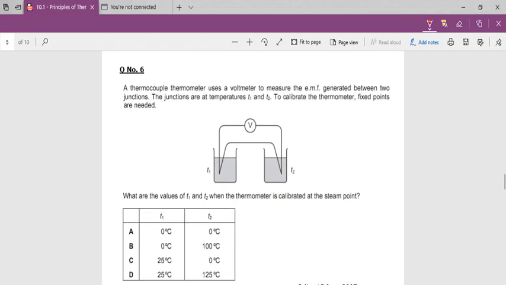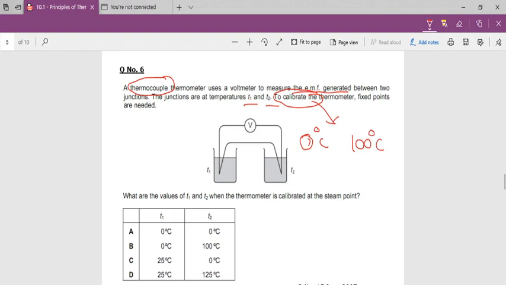Now we will talk about the thermocouple. In a thermocouple, a voltmeter measures the EMF generated between the two junctions, the junction at temperature T1 and T2. Now this question is related to calibration. To calibrate a thermometer, we need two fixed points. Number one is the low fixed point, which is equal to 0 degree centigrade, and the upper fixed point, which is equal to 100 degree centigrade. So to calibrate this, we need two fixed points.